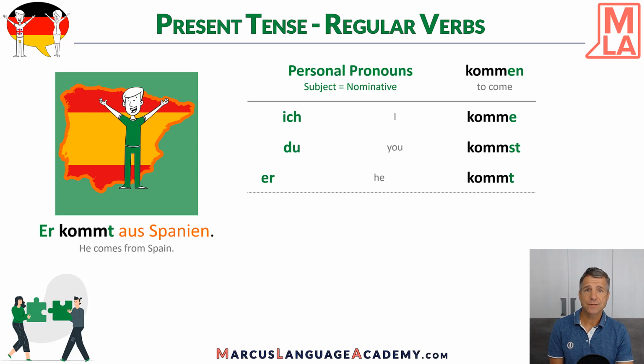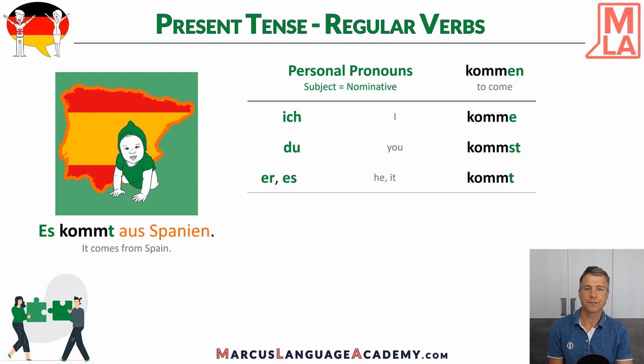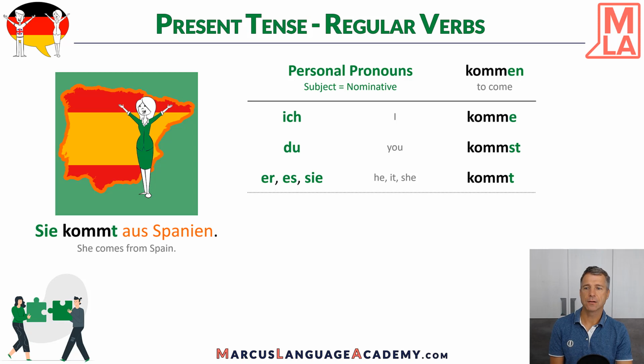In third person, er kommt, he comes, er kommt aus Spanien, so here we have a t. And the same applies for es, it. So es kommt aus Spanien, the baby, es, it's also a t. And for she, sie kommt aus Spanien, it is also a t.